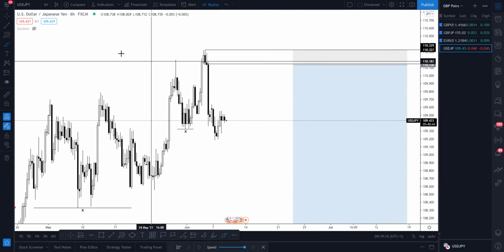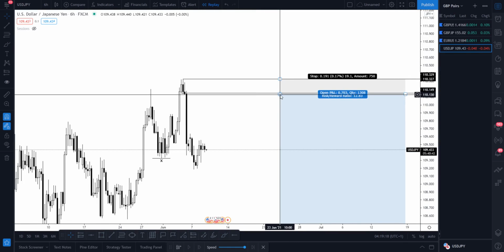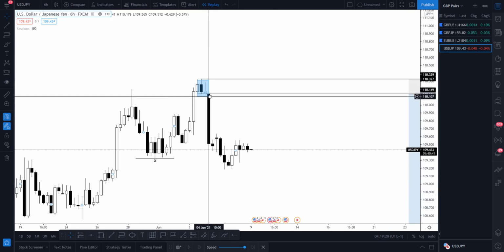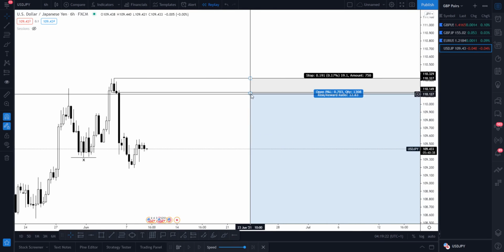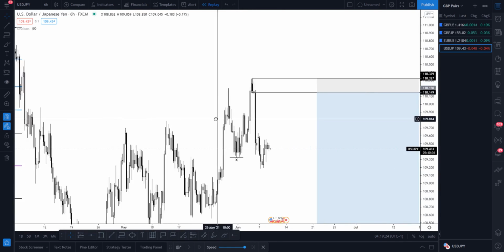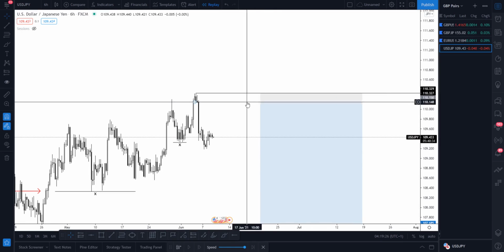So now what we're doing is focusing our point of interest inside of this 6-hour institutional candle. And all we're doing is entering at the open with a stop loss at the high.